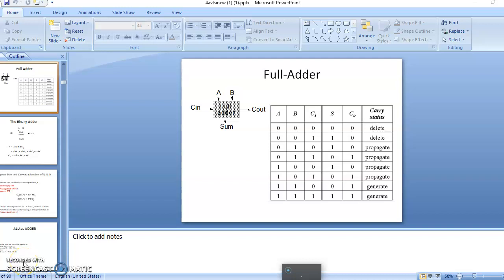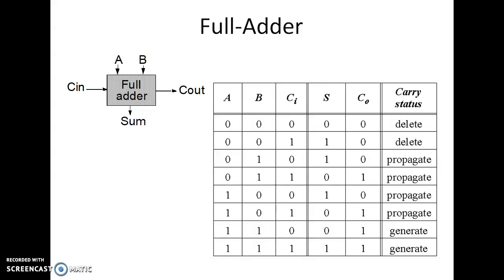Hi everyone, in this video I am going to discuss three different terms which we use for the full adder. They are delete, propagate, and generate. So what is delete, what is propagate, what is generate? These terms are very much needed to understand many other adders.